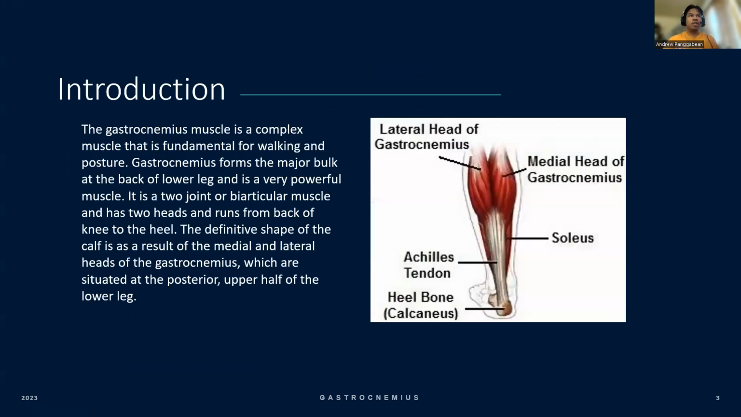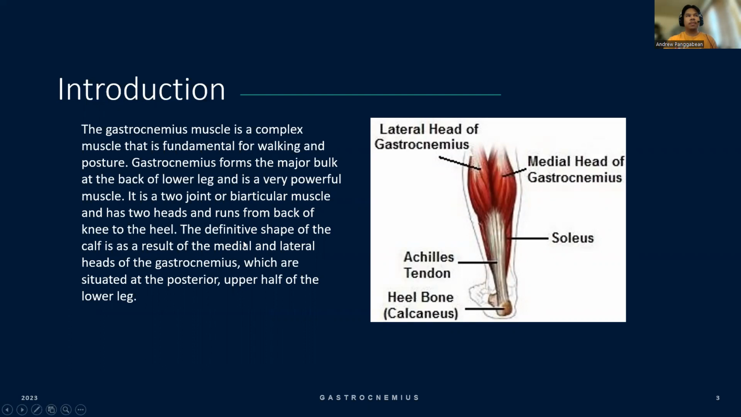So, introduction. The gastrocnemius muscle is a complex muscle that is fundamental for walking and posture. Also, it forms the major bulk at the back of the lower leg and is a very powerful muscle. It is a two-joint, or biarticular, muscle and has two heads and runs from the back of the knee to the heel.